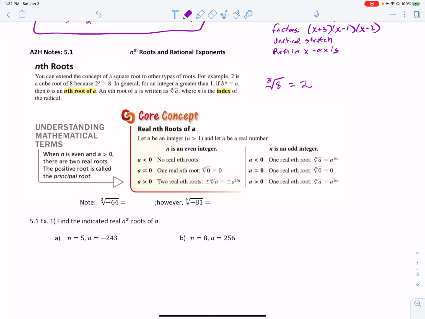So in general, for an integer n greater than 1, if b to the n is a, then b is the nth root of a. So 2 is the third root of 8. The cube root is what we say. An nth root is written like this, where n is called the index of the radical. So in this case, 3 is the index of the radical.